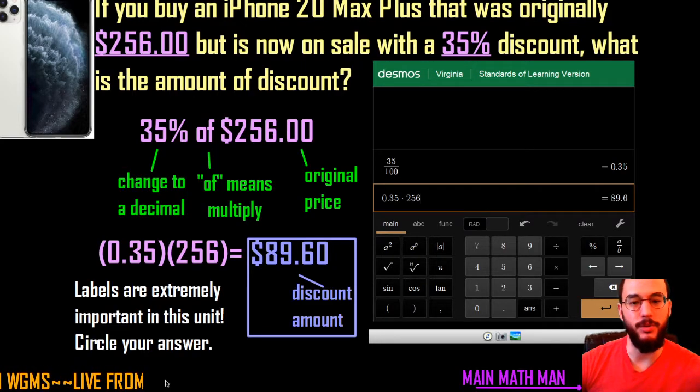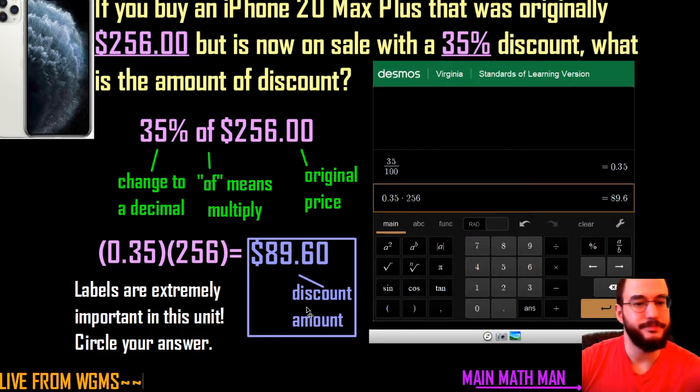So make sure that you are always being very careful when you are labeling. Again, it is extremely important to be labeling each and every little thing that you have. Again, we had the 256. That's our original price. However, this $89.60 is the discount amount.